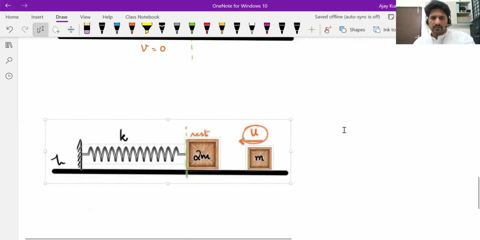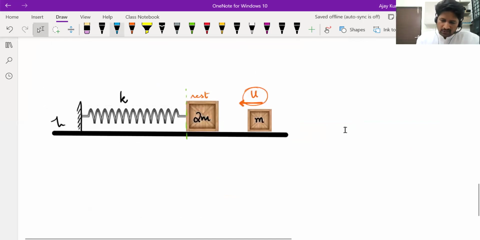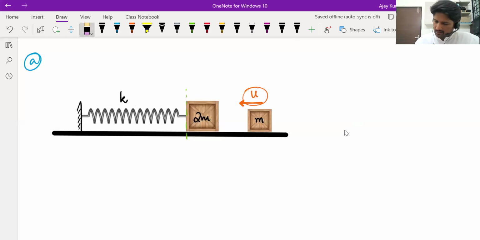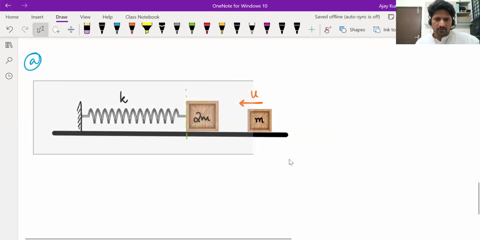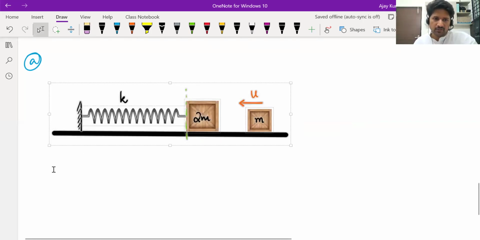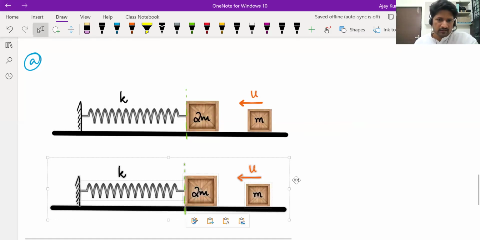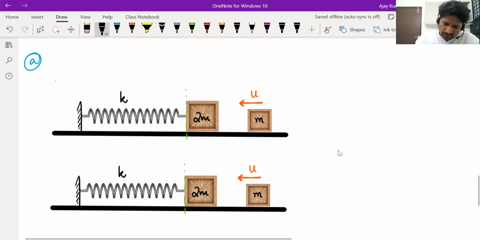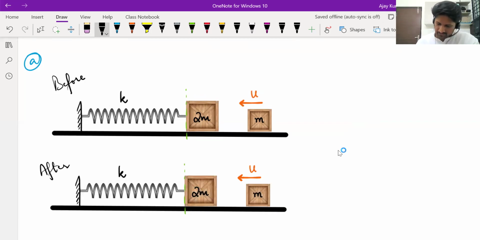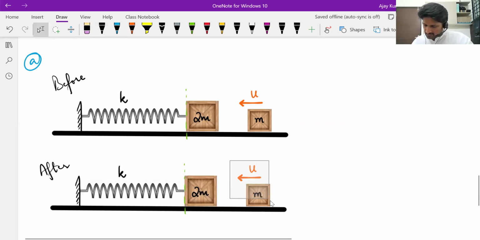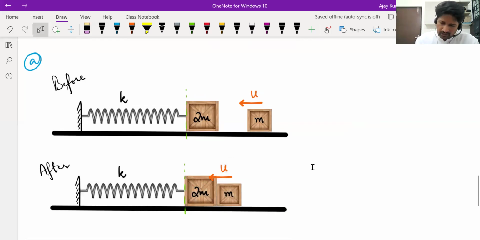First, small m is colliding with 2m, right? So before collision, only small m is moving. It carries some momentum with it. After collision also, let us visualize. It's very important to imagine what is happening. So this is before collision. And let's say this is just after collision. Just after collision, small m will be near to 2m, but small m will now be at rest.